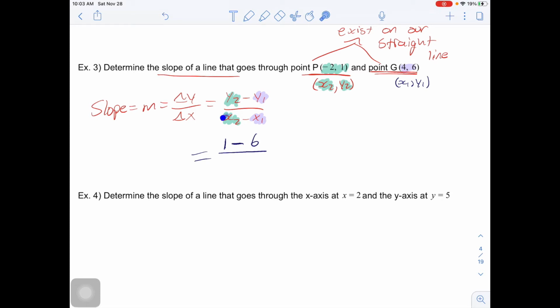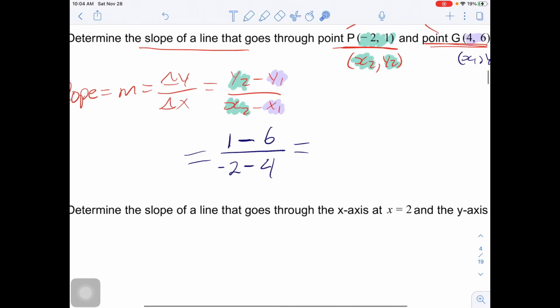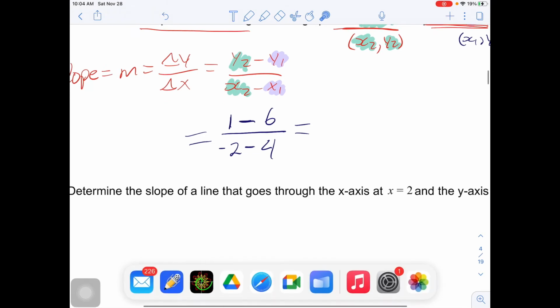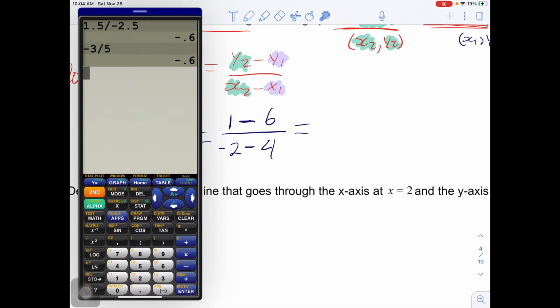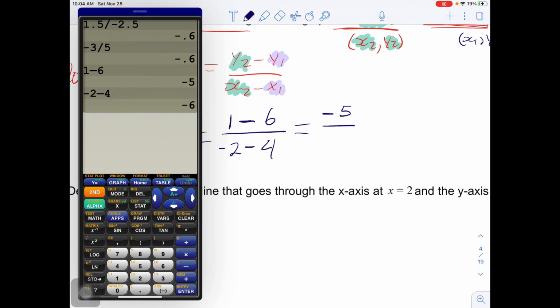Divide. Now what was my x2? My x2 I put as negative 2. Subtract. And what was my x1? My x1 was 4. Okay, and if you aren't great at arithmetic, I would definitely use my calculator because you want the signs to be the correct signs. Okay, so here it'll be 1 minus 6, and that's going to give me negative 5. And then this guy, negative 2 minus 4, that's going to give me negative 6.